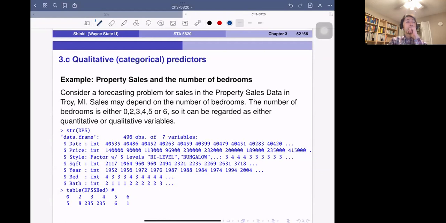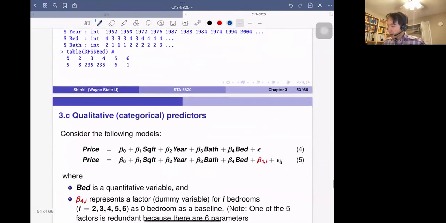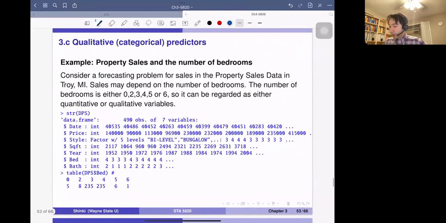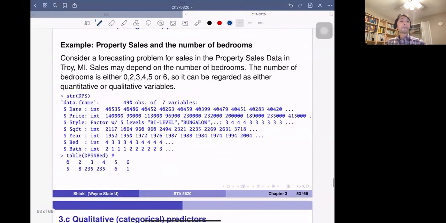And we have several factors to determine price: the year built, the square footage, the number of bedrooms, the number of bathrooms, and maybe style also. Now let's think about the number of bedrooms. Okay, so it may affect price.